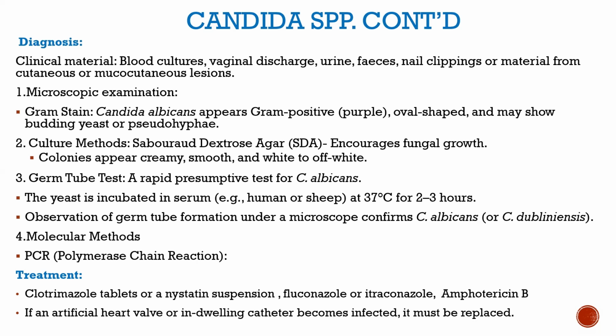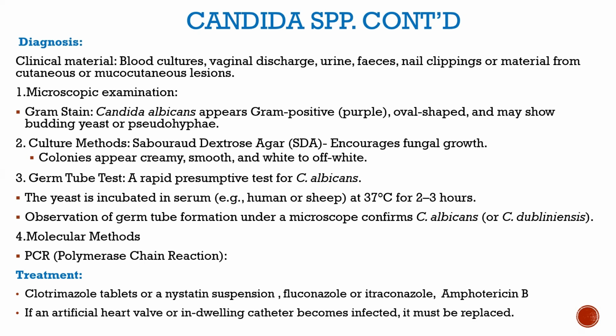Then we can also use polymerase chain reaction in the diagnosis, where you get to check the chromosomes. That is the DNA sequencing of these Candida species. For treatment, we basically use antifungal drugs like clotrimazole tablets or a nystatin suspension. We also use fluconazole or itraconazole or amphotericin B. Most of these drugs you can use in treating Candida infections.